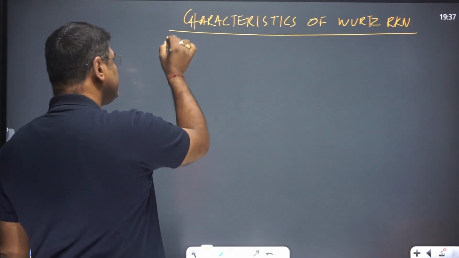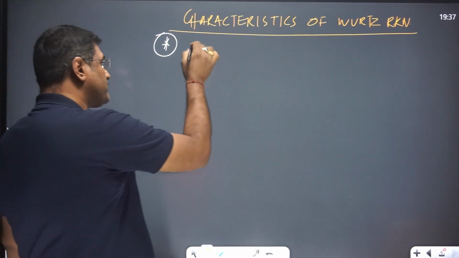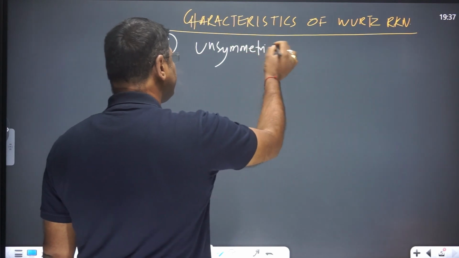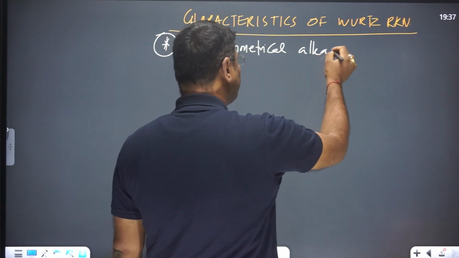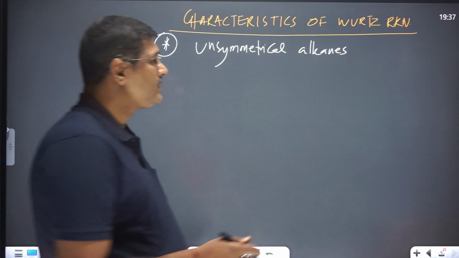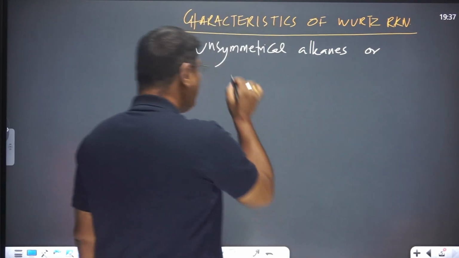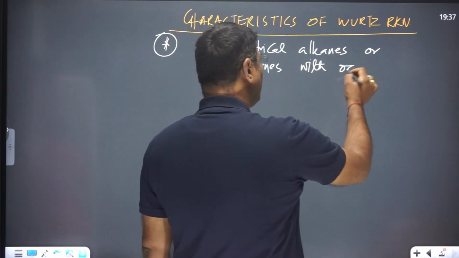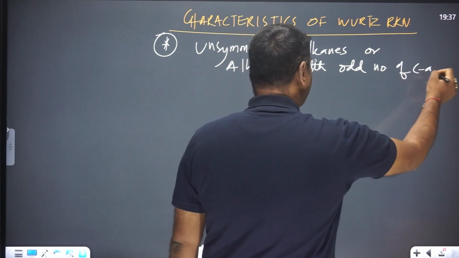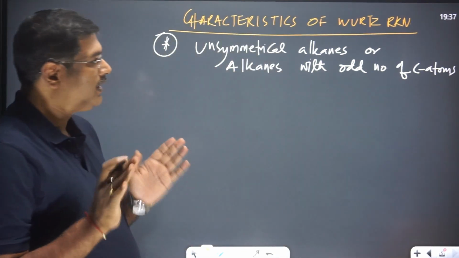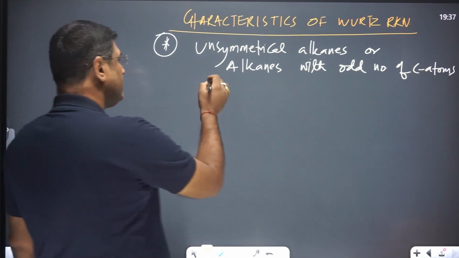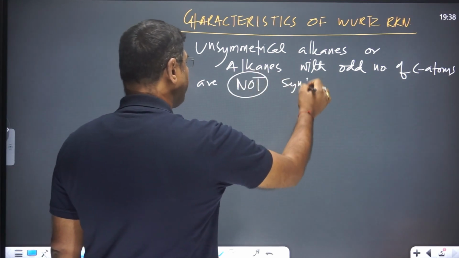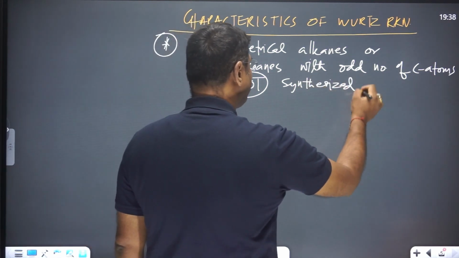First point: unsymmetrical alkanes, or you can say alkanes with an odd number of carbon atoms, are not synthesized. Why not synthesized?